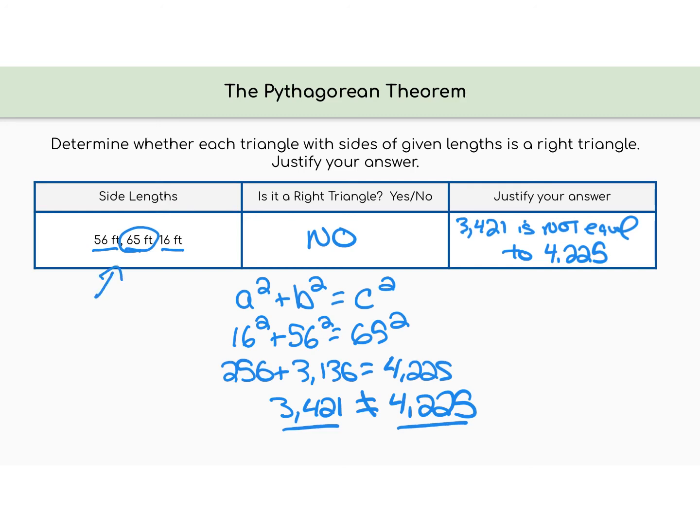The one thing you have to be careful of here is with your side lengths: you don't want to go from left to right. You really want to look at them and say, which ones are the legs, the two shortest sides? You want to say, this is the first shortest side, here's the second shortest side, and this is the longest side. This way, when you substitute, you substitute properly.